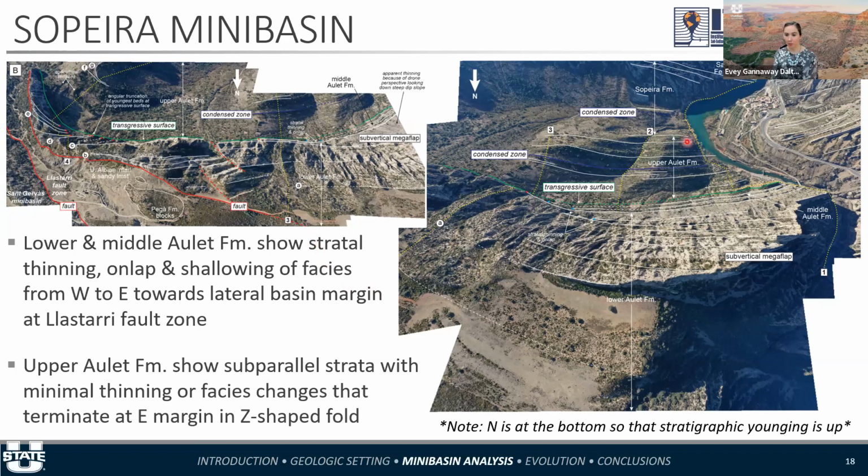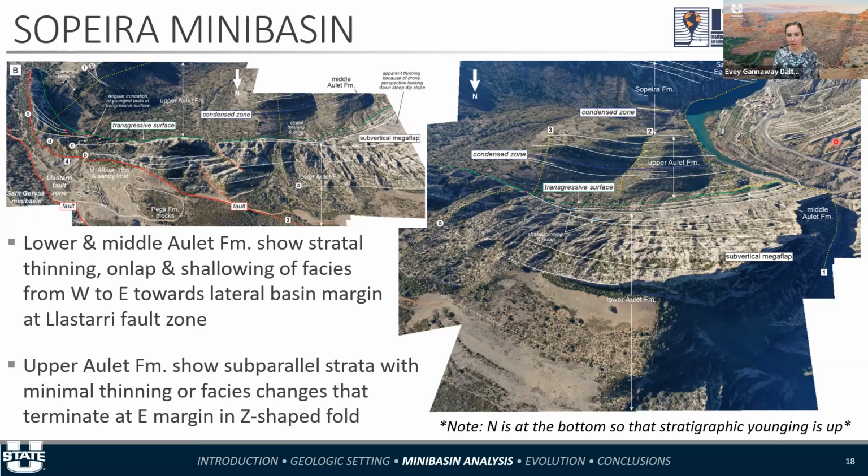In contrast, again, we look at the upper Aulet strata that are basically subparallel, with a little bit of uniqueness at that eastern margin. So first off, before I move forward into that, I forgot to mention the implications of this thinning, onlap and shallowing for the lower Aulet. Well, that implies that there is some relative topographic high in the vicinity of the present day Yastari fault zone, again making that our lateral basin margin.